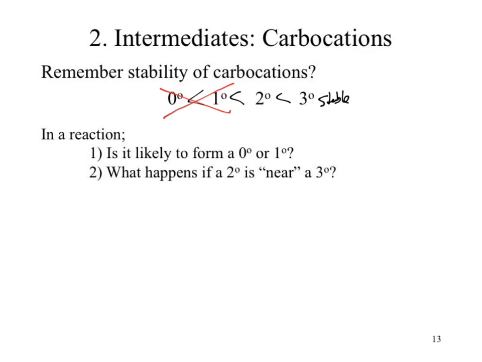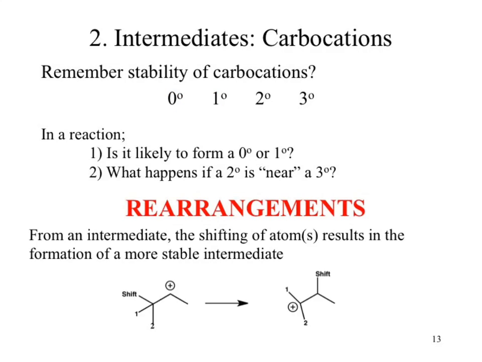The next issue we run into is what happens if a secondary carbocation is near a tertiary position. What we end up with is something known as rearrangements. These are always kind of tricky, and you got to watch out for them. If you see a carbocation, you should immediately be thinking, this is ridiculously unstable. I need to do whatever I can to stabilize it, because that's what the molecule is doing.